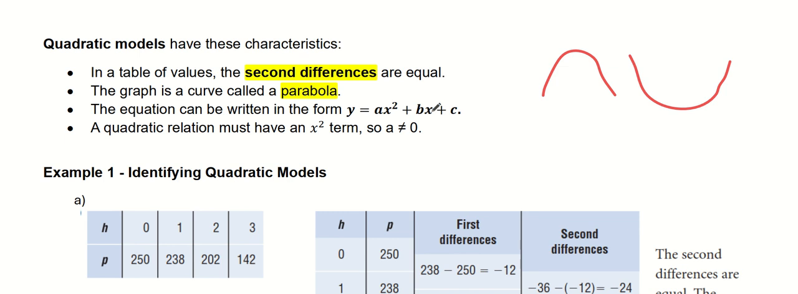The equation can be written out in this type of form: y equals ax squared plus bx plus c, where a, b, and c are just constant values. However, a itself cannot be zero. So the quadratic must have an x squared term, and a must not be zero.